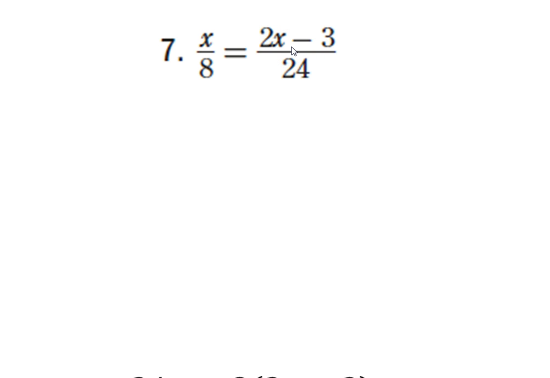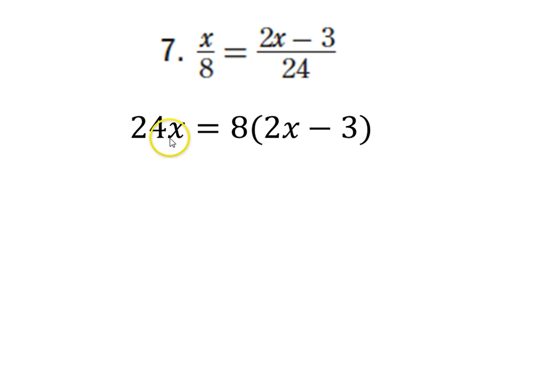When we set this up, we want to be very careful, because we have 24 times x, and then we have 8 times 2x minus 3. You want to make sure you put the 2x minus 3 in parentheses, because you're multiplying 8 by the 2x and the negative 3. That's why there are parentheses here, because 8 is being multiplied not just by 2x, it's being multiplied by 2x and the negative 3. Once again, we have a very basic algebraic equation to solve.